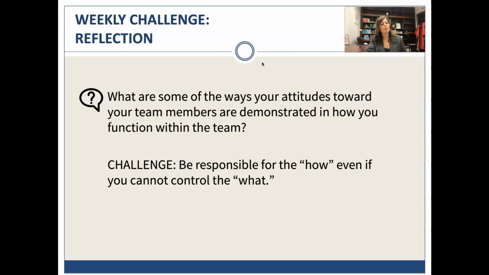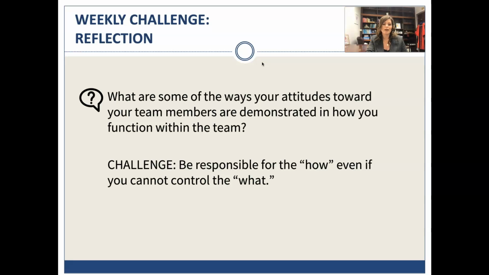Okay, so this week I want to challenge you to reflect. What are some of the ways that your attitudes towards your team members are demonstrated in how you function within the team? This is just something to be aware of, right? Something to look at while you're at work this week or while you're interacting with a group. If you're currently in the workplace, how are you interacting with your family or your friend group or another social group? What are some of the ways that your attitudes towards your team members, again, are demonstrated in how you function within the team? And here's the challenge.